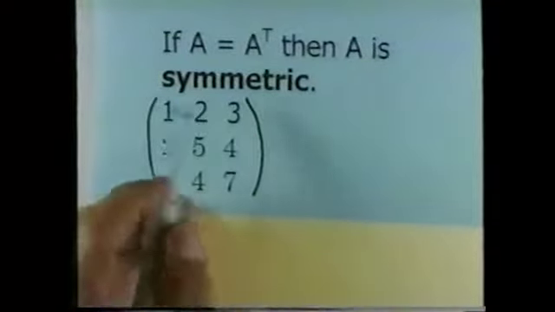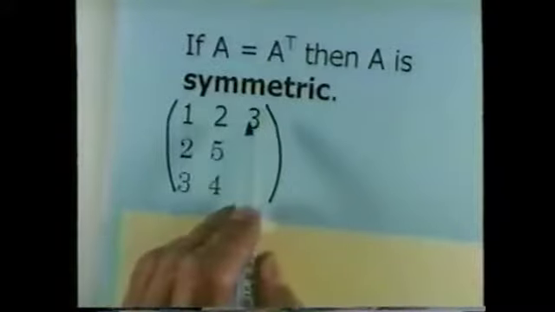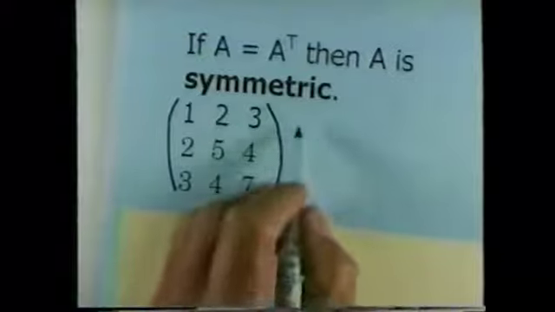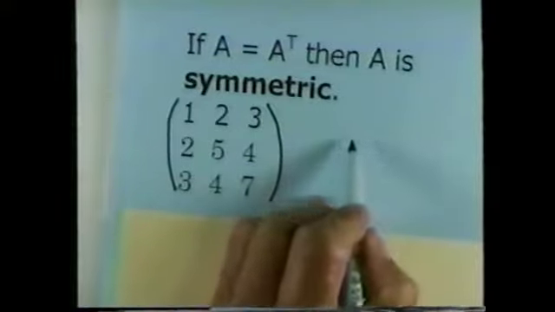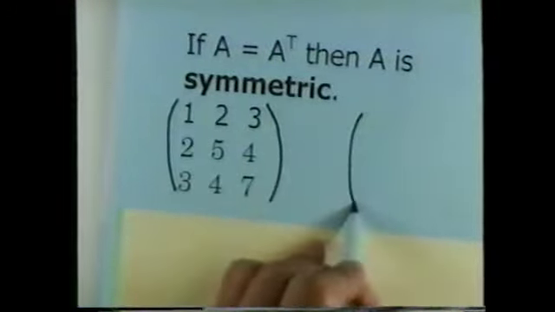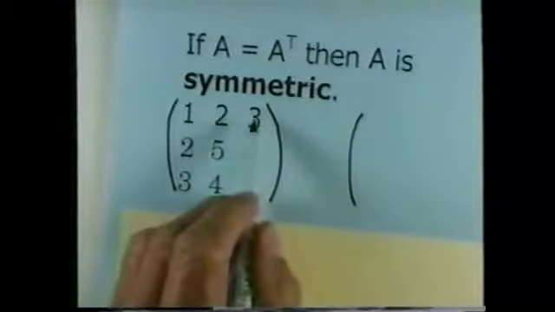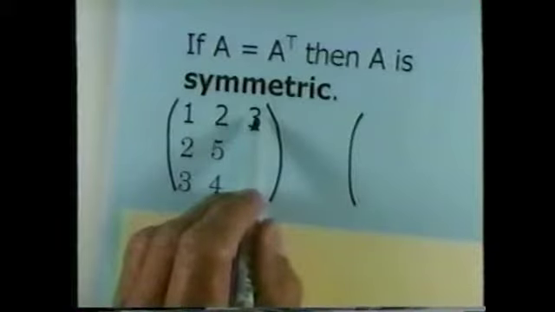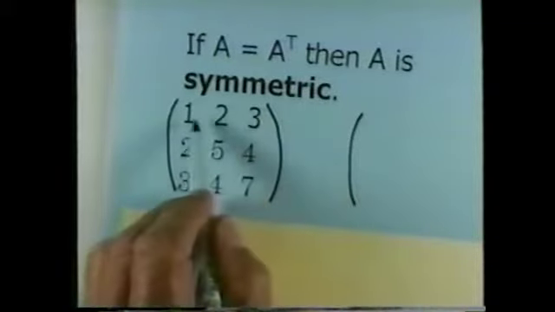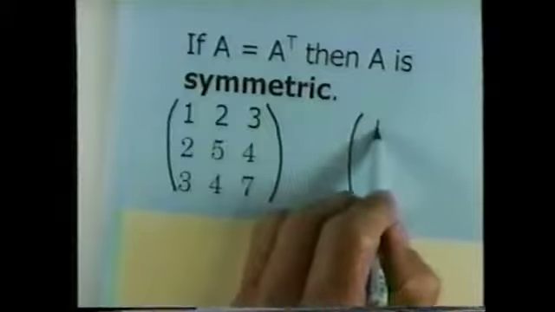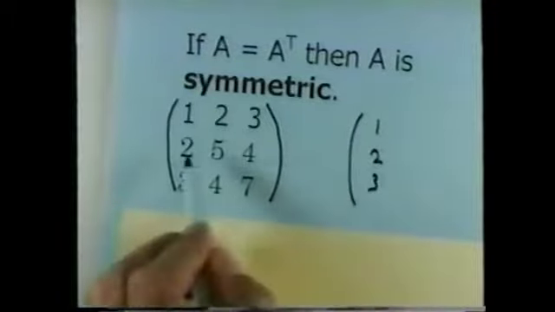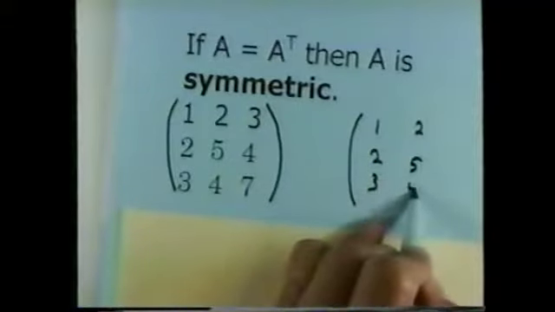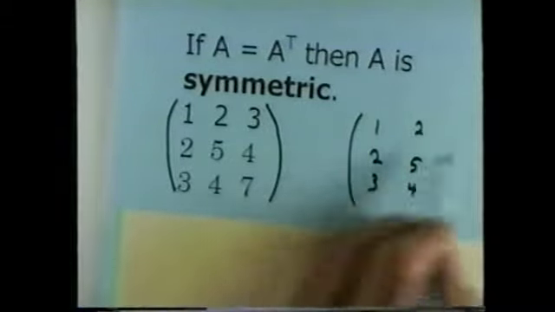Let's look at the matrix 1, 2, 3, 2, 5, 4, 3, 4, 7. So this is a matrix. Let's do the transpose. The transpose is when I interchange rows and columns. So what is row 1 in the matrix becomes column 1 in the transpose. So it'd be 1, 2, 3. So 2, 5, 4, 3, 4, 7.